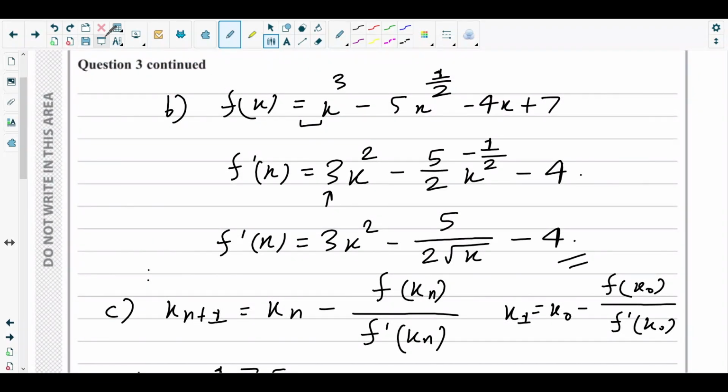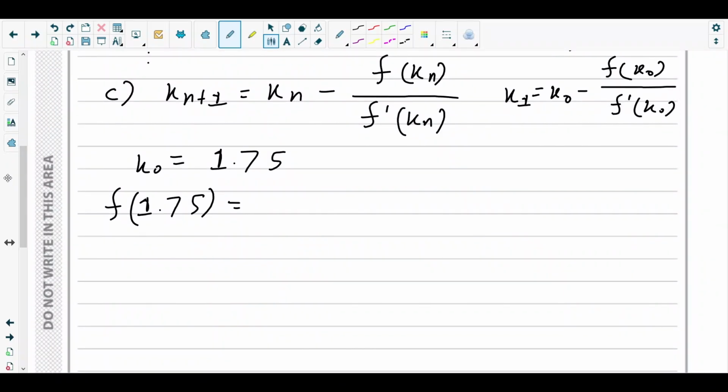The equation is x cubed minus 5 square root of x minus 4x plus 7. Okay, now we need the value for f of 1.75. That would give you negative 1.25003278.